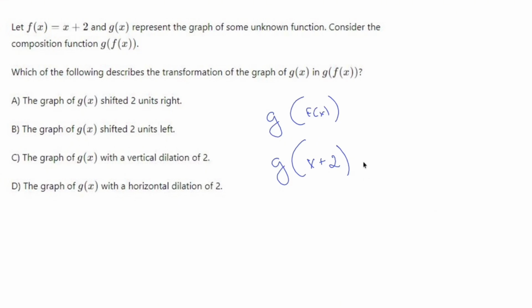Well, if this is a transformation, I just went from f of x, which looks like u, to x plus 2. And if I ever add a number inside the parentheses with x, that is a horizontal transformation, or a horizontal translation. And I'm going to move either left or right. Now, since this is plus 2, it's the opposite when it lives with x, which means it's not going to be right 2, it's going to be left 2. So this is a horizontal translation to the left 2, which means the graph of g of x is shifted 2 units left. So the answer is going to be B for this one.